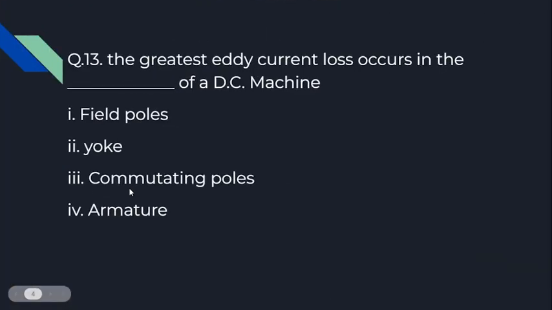The greatest eddy current loss occurs in the dash of a DC machine. For this you need to recall my first session, in which I had a question about what the major part of a DC machine is. The major part of a DC machine is the armature, because in the armature we generate the voltage. So the major losses we are going to get are in the armature only. The greatest eddy current loss occurs in the armature of a DC machine. Option 4 will be the answer for this question.